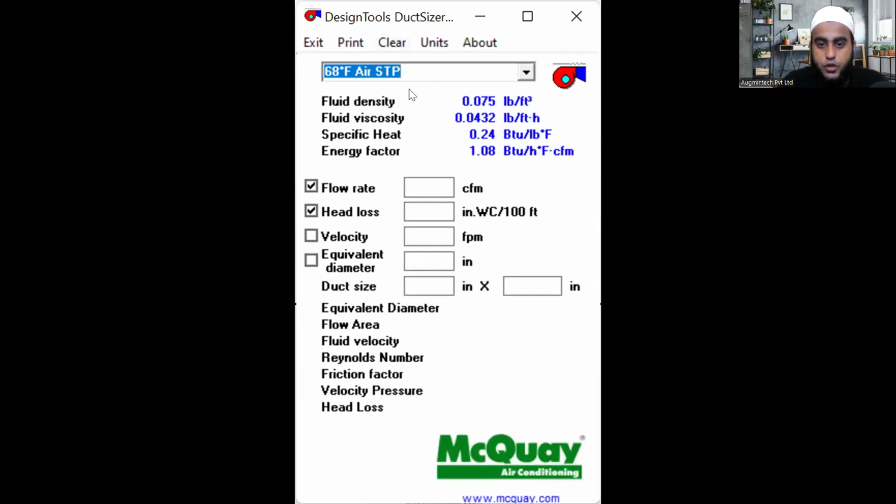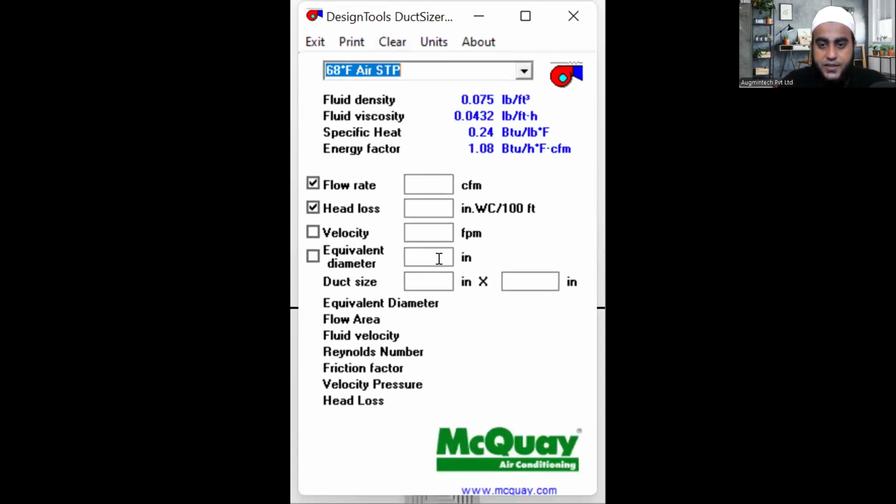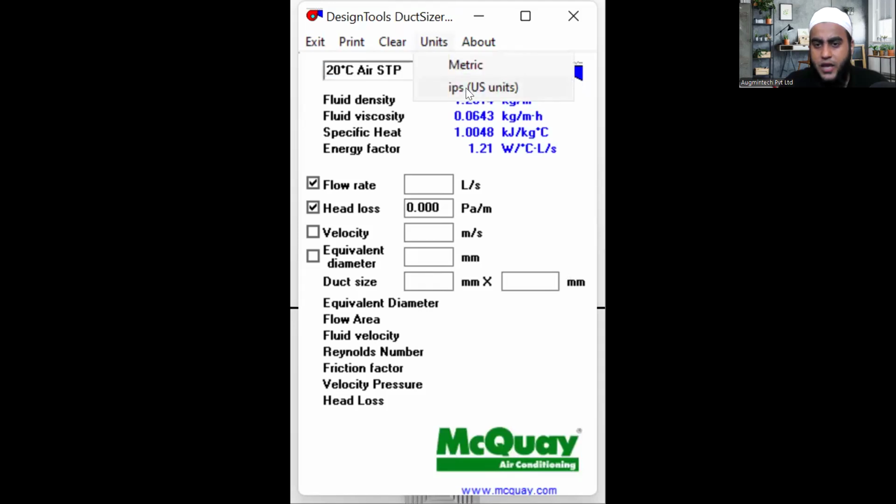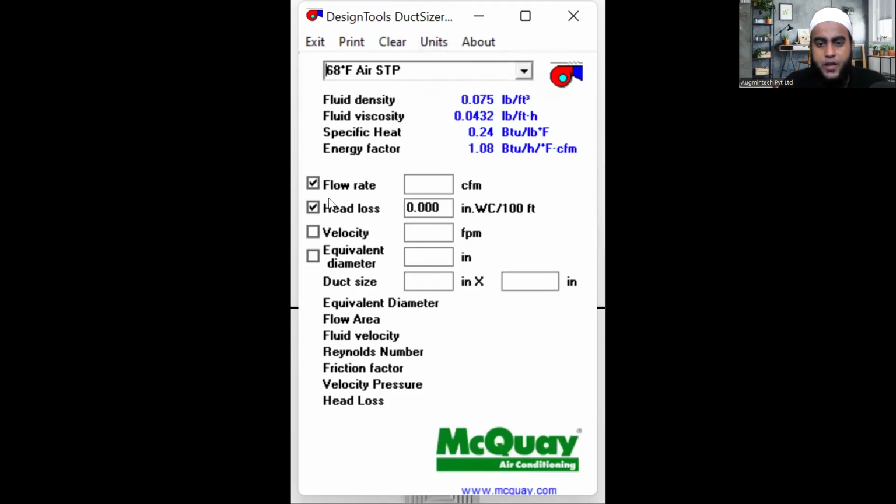So first thing, what you have to do: when you open the software, here you will get the flow rate. Here we are working in imperial units. If you want to change the unit to metric, no problem, come here in the unit tab and change it to metric. In which unit you want to work, you can change it from here. I'm using the IPS unit because I want to enter the flow rate value in CFM, cubic feet per minute. So just write down the flow rate value, 1200 CFM.